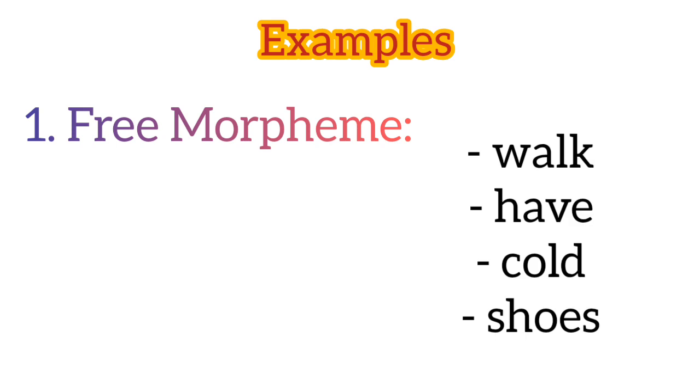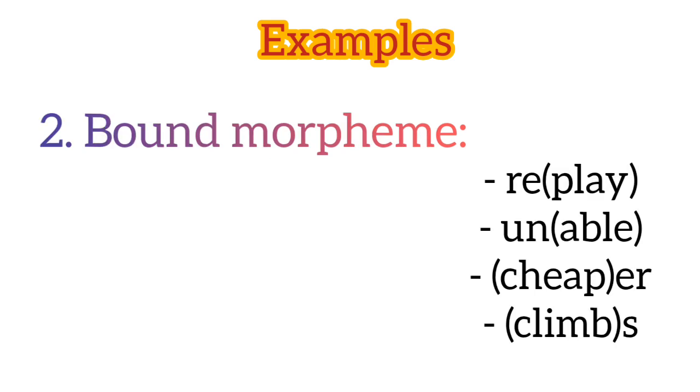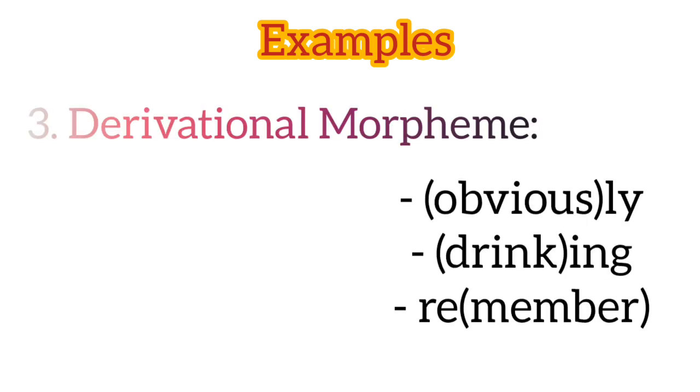Since a free morpheme can stand alone, the word has its own meaning, like walk, health, cold, shoes, and etc. A bound morpheme has to be attached to another word, and examples are re, play, on, able, cheaper, climbs. The process in derivational morpheme is changing words into a new word by adding an affix. The examples are adding the ly affix, drinking with ing, and the re affix.